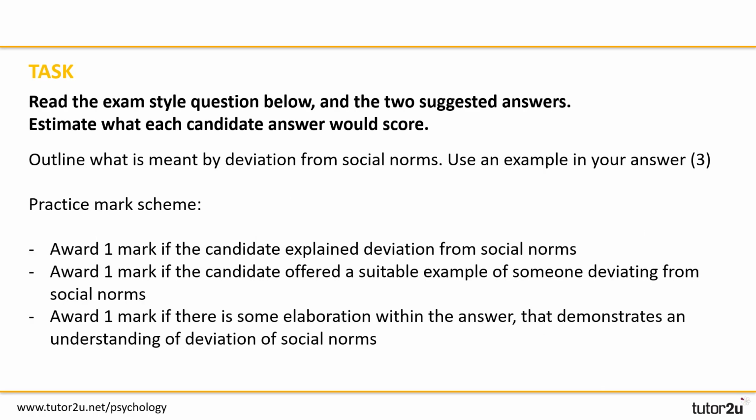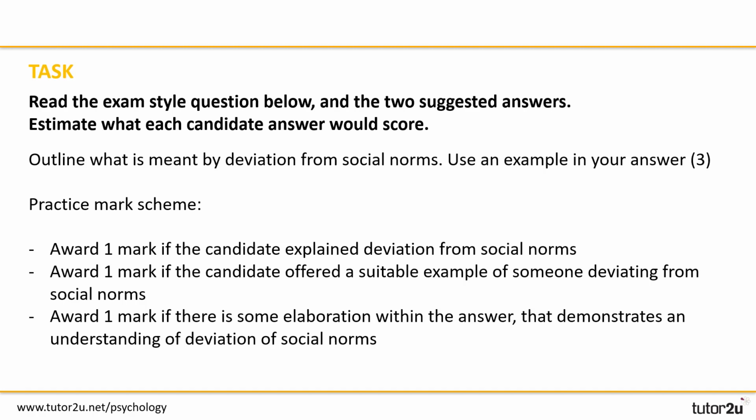So now that you've had a go at that, what we can do is have a look at the mark scheme, which is what you're going to need whenever you self-assess your answers, peer assess your friends, and so on. For this question, we're going to award 1 mark if the candidate explained deviation from social norms. We'll award 1 mark more if the candidate offered a suitable example of someone deviating from social norms. And we'll award the 3rd mark if there's some elaboration within the answer somewhere that demonstrates an understanding of deviation of social norms. Now, if you want to change your marks, now that you've seen the mark scheme, you can.